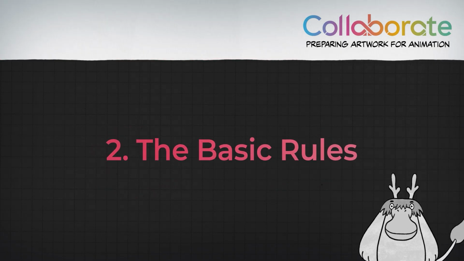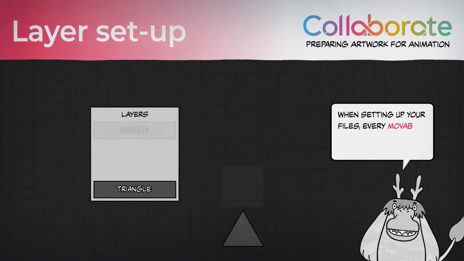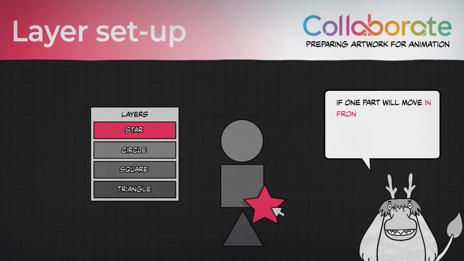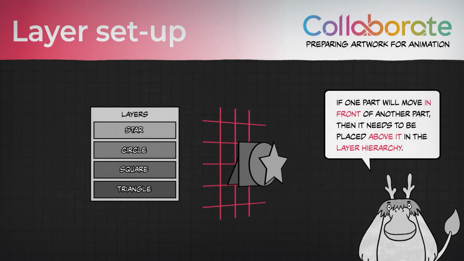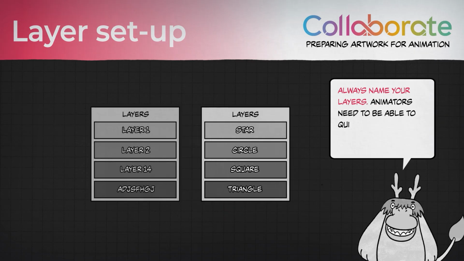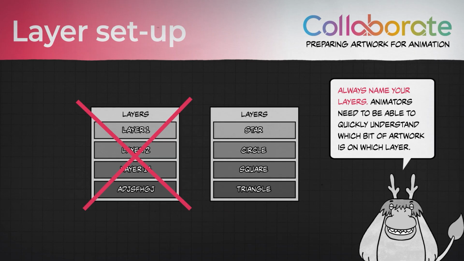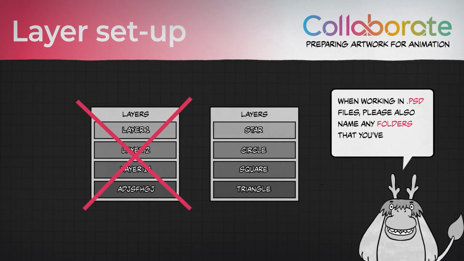Part 2. The basic rules. When setting up your files, every movable part needs to be on a separate layer. If one part will move in front of another part, then it needs to be placed above it in the layer hierarchy. Always name your layers. Animators need to be able to quickly understand which bit of artwork is on which layer. When working in PSD files, please also name any folders you've used to group layers.